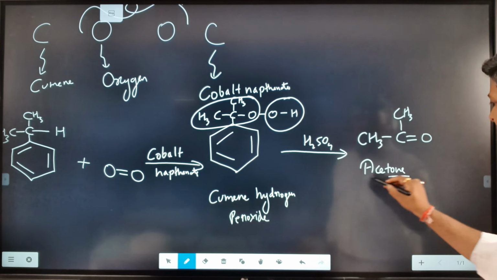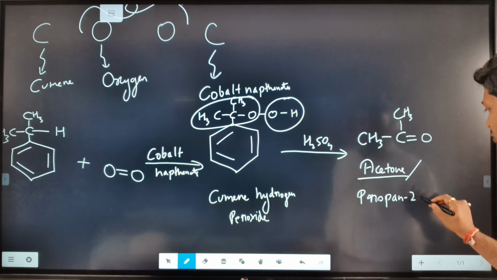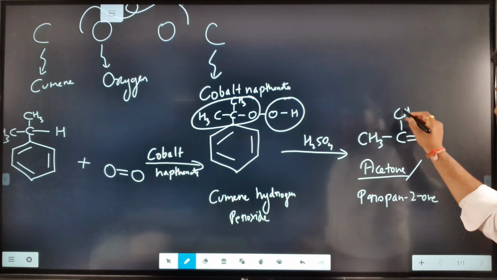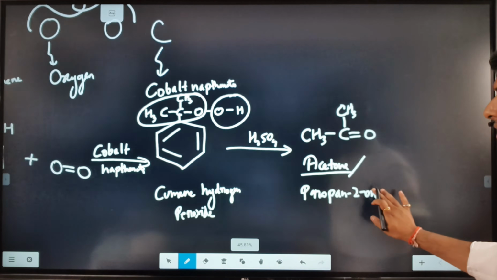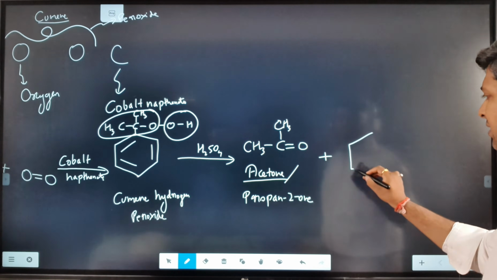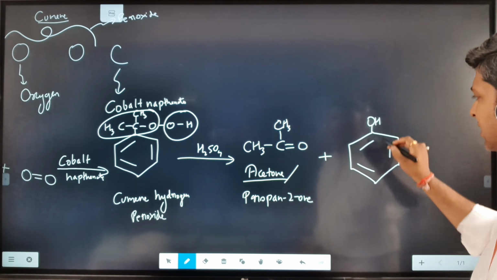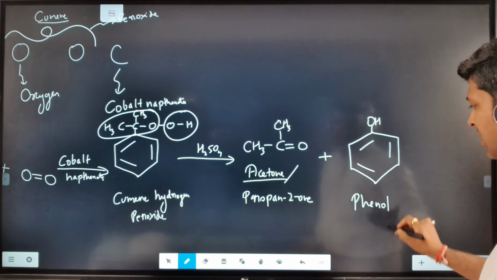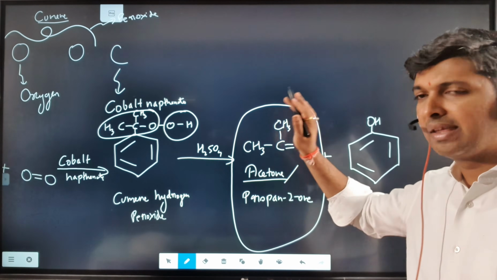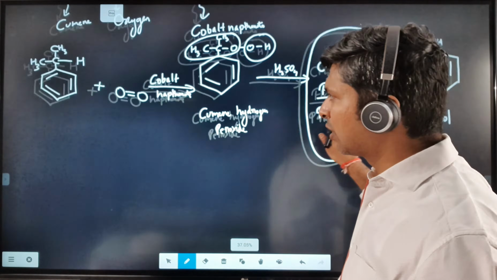Acetone is nothing but propan-2-one. Acetone or propan-2-one. All right. This is the byproduct, and this OH will get attached to the phenyl ring now and will become phenol, and that's what we wanted to prepare. So this is the first method for preparation of phenol, and it's also known as the commercial method. This acetone is volatile, it can easily be separated from phenol.